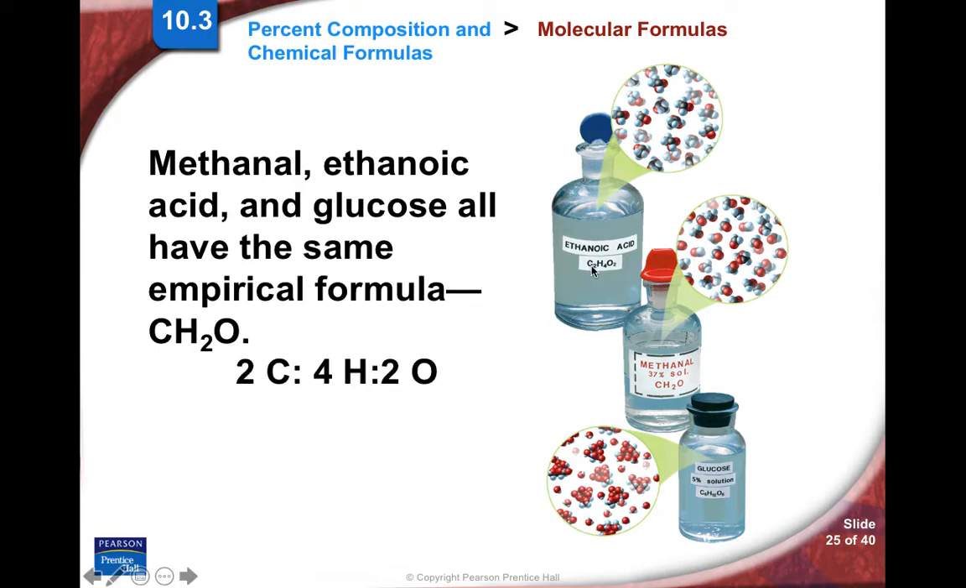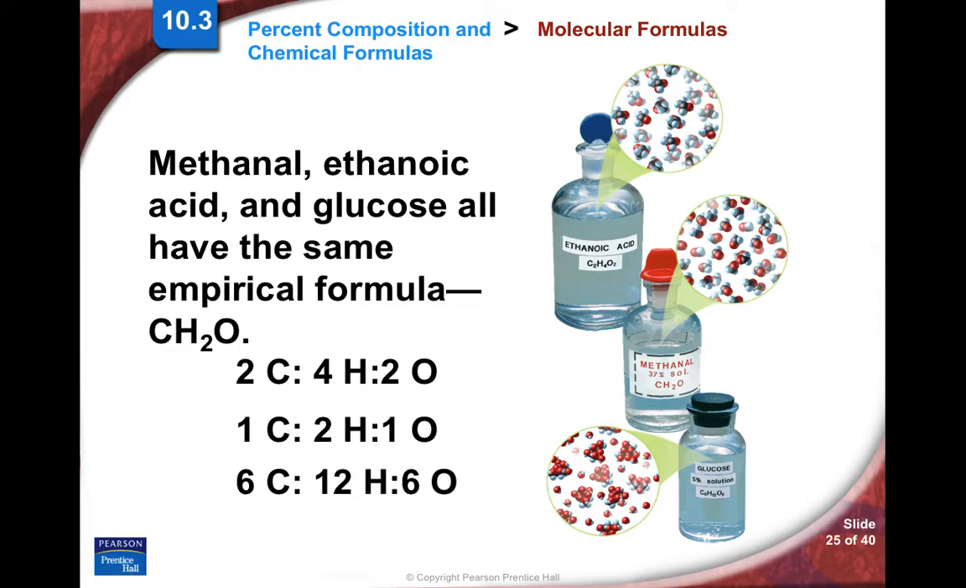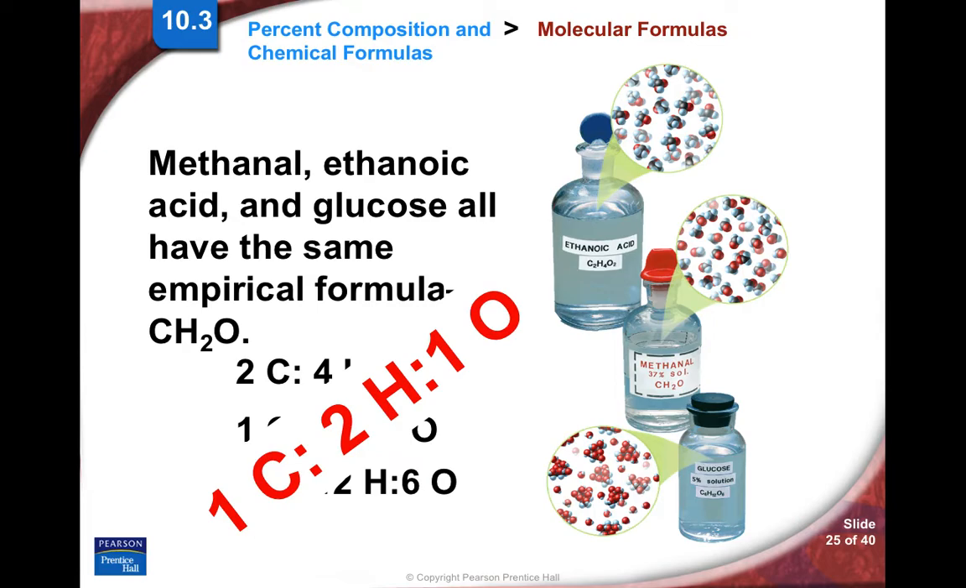In ethanoic acid, it's 2 carbons for 4 hydrogens to 2 oxygens. In methanol, it's 1 carbon to 2 hydrogens to 1 oxygen. And in glucose, as you know, 6 carbons, 12 hydrogens, 6 oxygens. But you should also be able to see that 2 and 4, that's a 1 and a 2 when you reduce it. 6 and 12, 1 and 2. It's just like fractions. I know everybody's favorite thing, but you can do this. Again, all 3 of these substances come down to for every 1 carbon, there's 2 hydrogens and 1 oxygen.